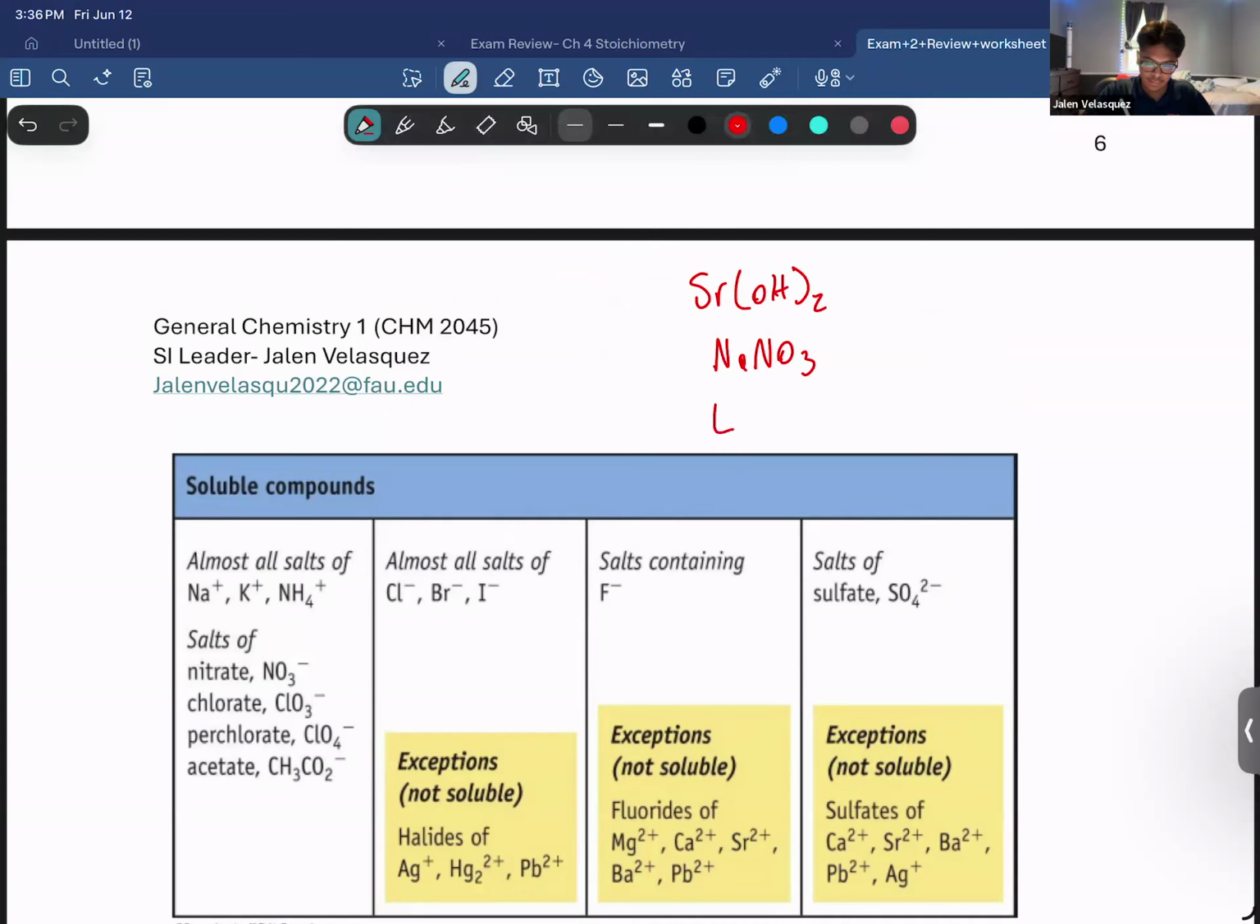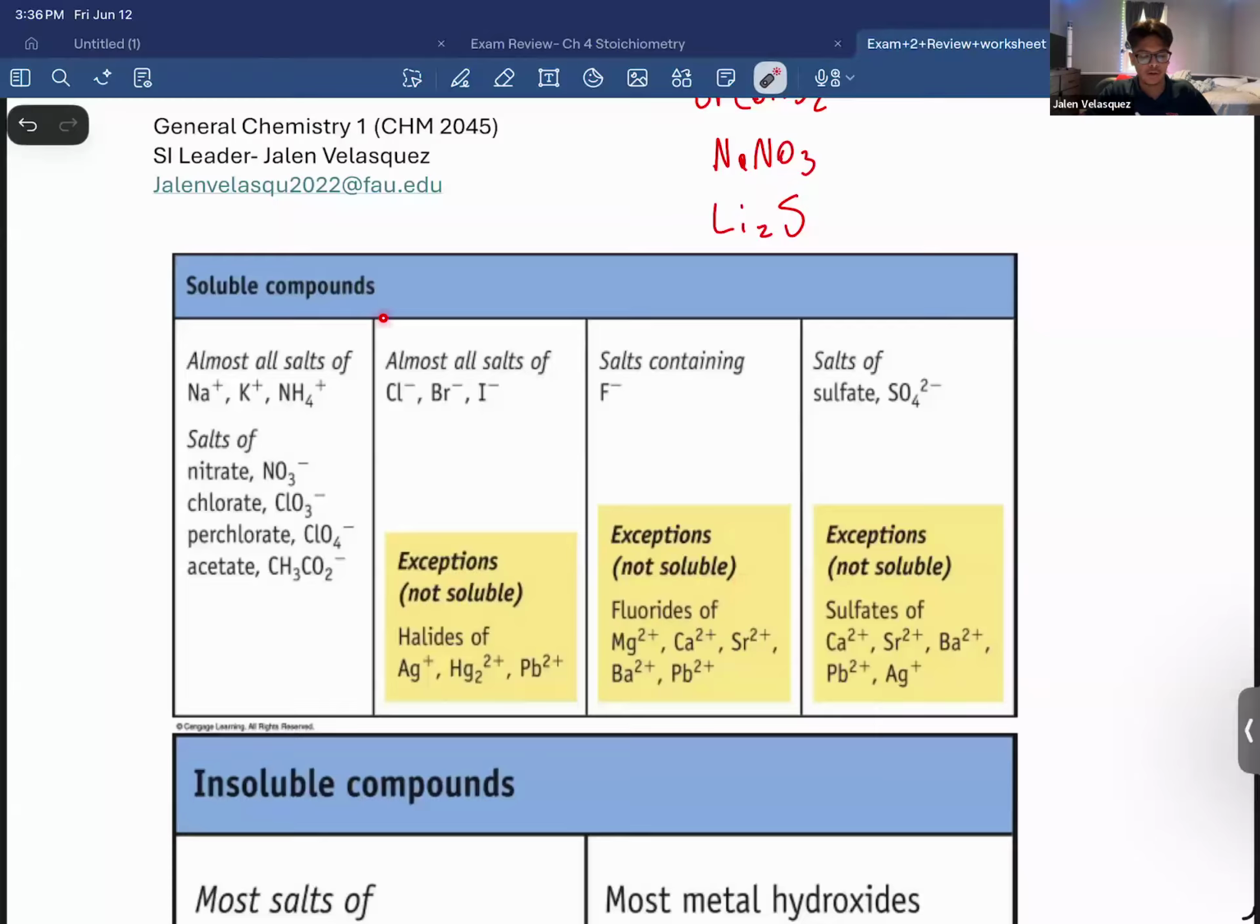Okay, so this first chart contains the soluble compounds. If it's soluble, it will dissolve in water. It will be soluble in water. The insoluble compounds will not dissolve in water. They will form a solid precipitate. Just where people get mixed up is these exceptions, right? Just make sure you look for the exceptions.